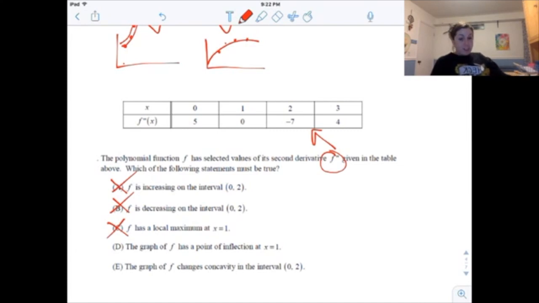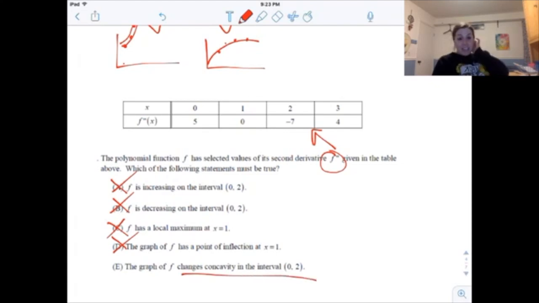There's a point of inflection at 1. Do I actually know that? Well, it does look like it goes from positive to negative. But I have no clue what this does between 0 and 1, and I have no clue what it does between 1 and 2. So even D is too specific. I really don't know. So let's look at E, which is really the most broad.